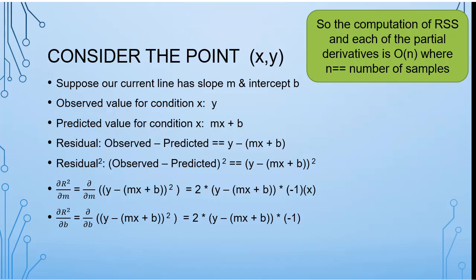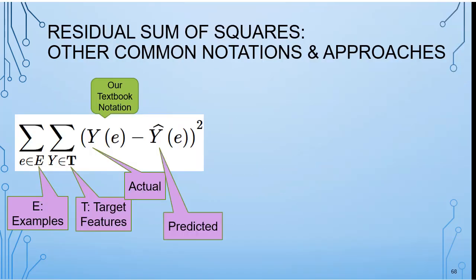And here you go, computation of residual sum of squares and each of the partial derivatives. If you're a computer science weenie, then we're just big O of n, where n is the number of samples, and that's really not bad, right?